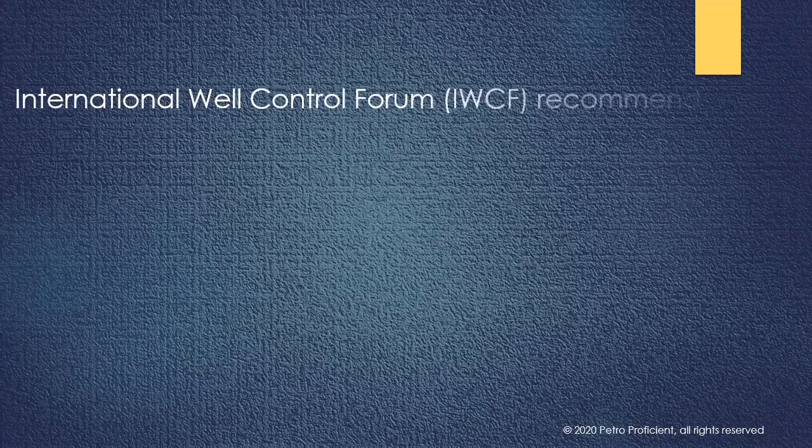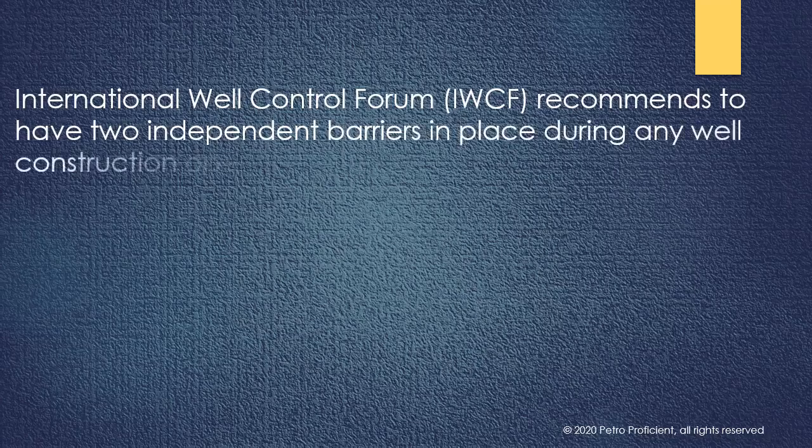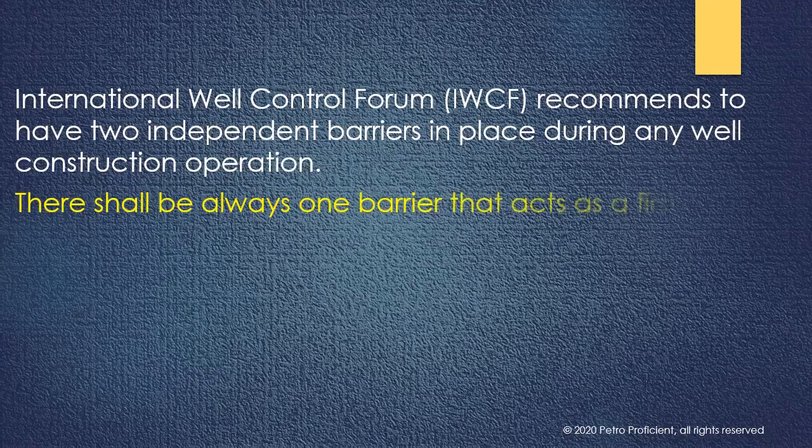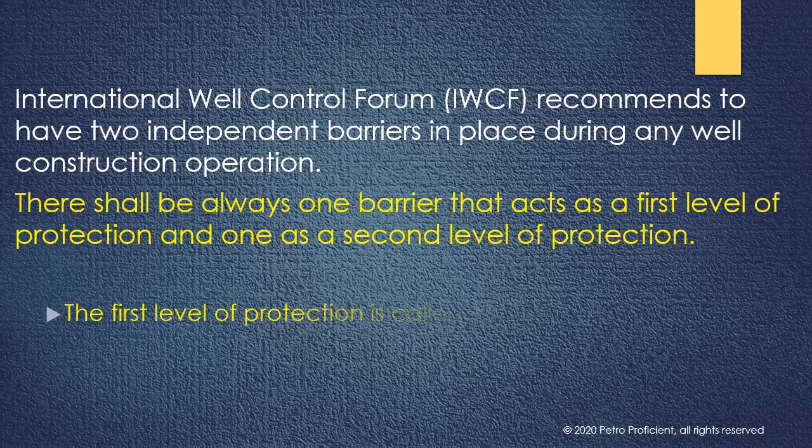The International Well Control Forum recommends having two independent barriers in place during any well construction operation. There shall always be one barrier that acts as a first level of protection and one as a second level of protection. The first level of protection is called the primary barrier. The second level of protection is called the secondary barrier.